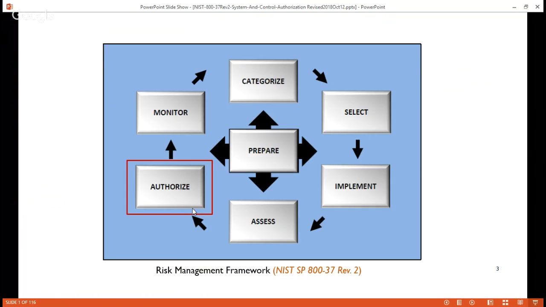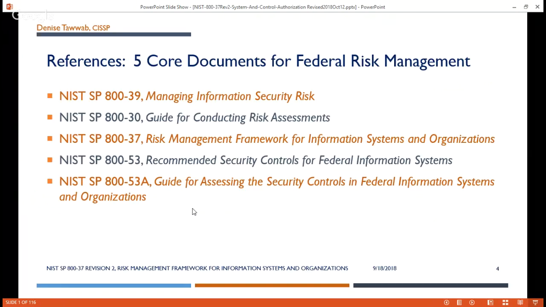So again, this comes from NIST Special Publication 800-37, and it's based on revision 2, which is in draft form and is slated to be released as final in November of 2018. But they've added a prepare step. For today's purposes, we're looking at the authorize step. This happens after you've implemented your controls, you've assessed them, and now the system is ready to be authorized by the authorizing official. So I have that outlined in red, the authorize step. That's what we'll be talking about today.